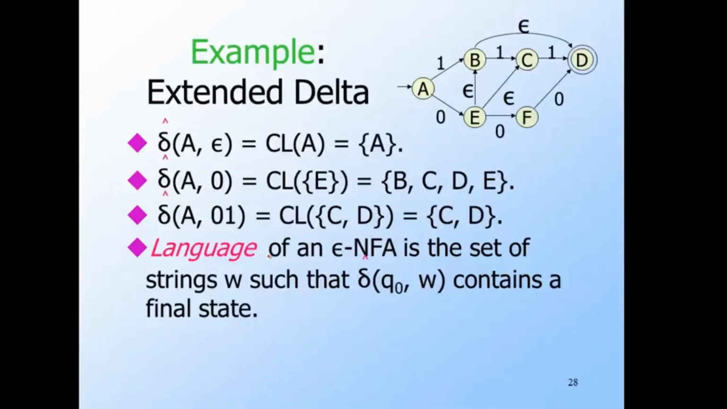Here is an example. This is the automaton that we've been playing with. I say delta hat of A and epsilon is the closure of A. That's the basis rule. And that's just the set containing A, because A doesn't get you anywhere on epsilon. Now, I'd say the delta hat of A and 0 is the closure of E, which is B, C, D, and E, as we discussed earlier. Why closure of E? Because we already determined that the closure of A is A, and on 0, the only place you can get to from A is E. So we have to close E.